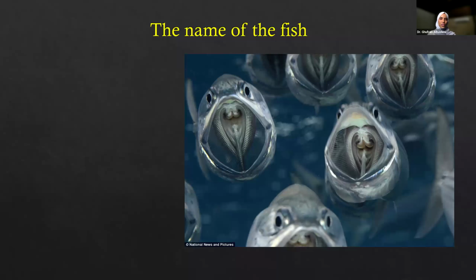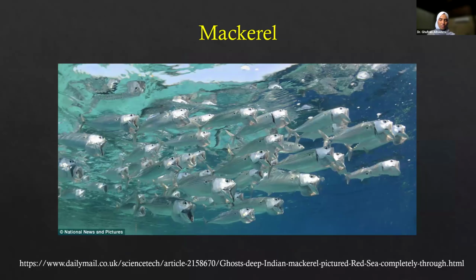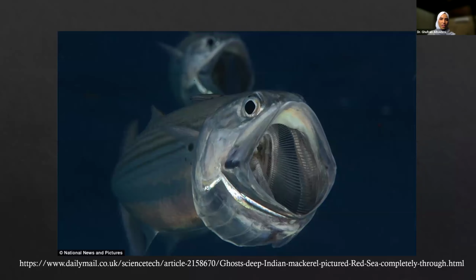So the name of this fish is actually Indian mackerel. These fish swim in school, and when they want to feed, they open their mouth wide open. You can almost see through their mouth into their guts. Under the sunshine, under the sunlight, they are very silvery, and so they have a nice shine to them. These fish are really nice to see underwater.